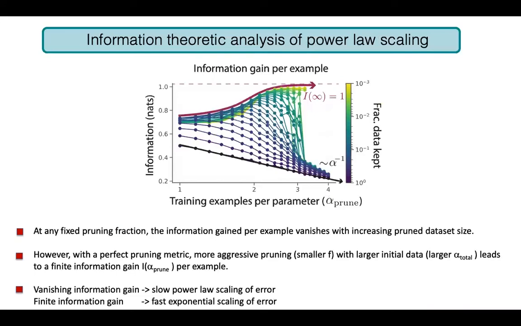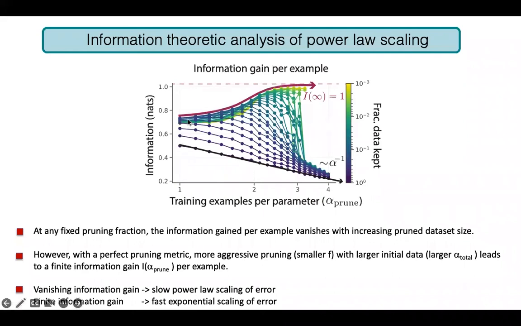The intuition behind all of this is we can compute the information gain per example. So what is the information gain? You can look at the entropy of the distribution of perceptrons that are consistent with your training data. As you add more examples, that entropy will go down. The rate of decrease of that entropy is the information gain. And what happens is if you do random pruning, this black line, the information gain per example is decreasing with the number of examples. This is a measure of redundancy. With each new example, you have diminishing returns in the information that you gain.